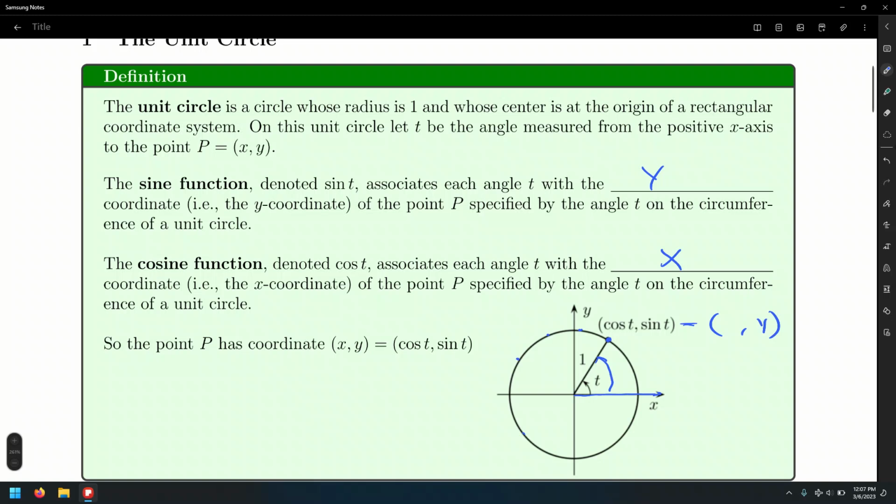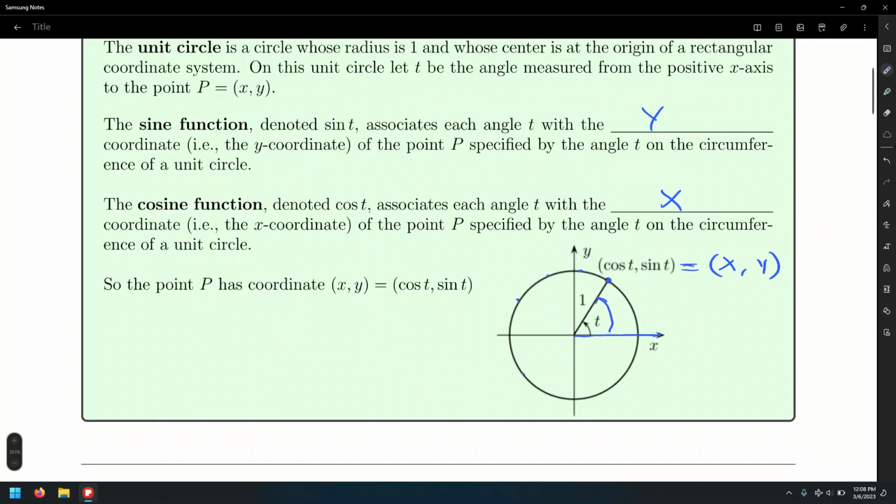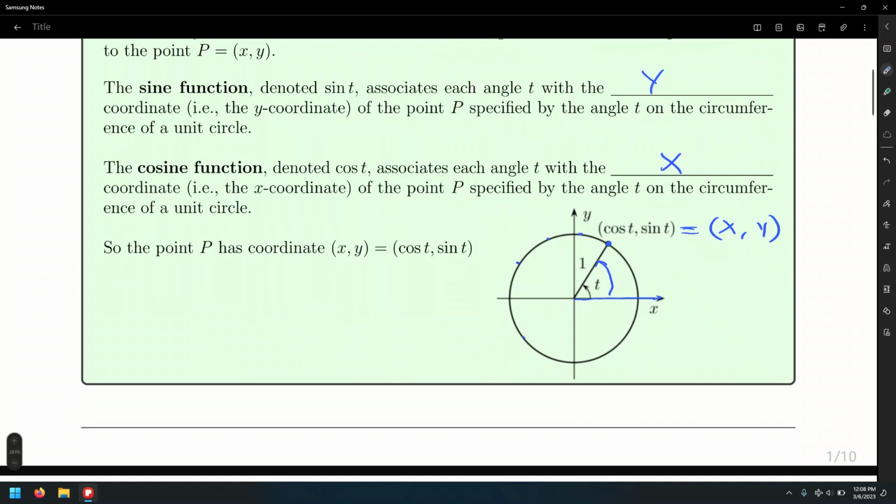So x's and y's, ordered pairs. X is cosine, y is sine. Something you may have seen before, maybe. If not, it's good to review. So that's essentially our first main result, that all points are of this form. When we relate angles to ordered pairs, that's the form of the ordered pairs, and not the reverse.